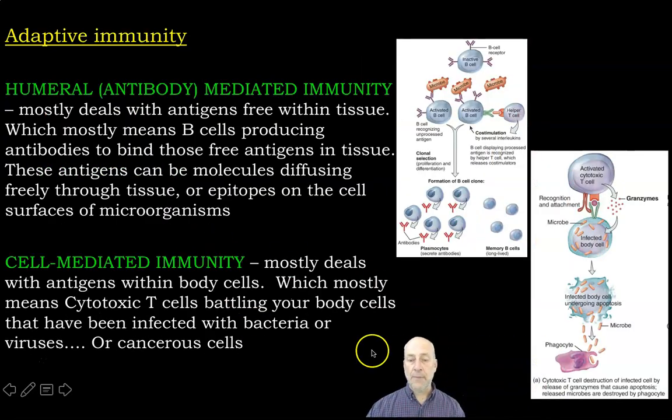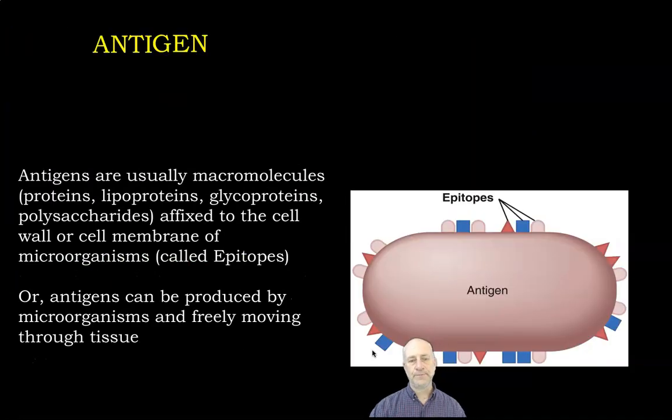The two elements of adaptive immunity, if we separate them out, are the humoral or antibody-mediated, and that's all about B cells producing antibodies that will go to work battling against antigens or foreign invaders. Or cell-mediated immunity, which is cytotoxic T cells that go to work battling against cells that have become infected by pathogens, microbes, bacteria, viruses, and so on. Or your own cells that have become cancerous. That's also a really important target for cell-mediated immunity via cytotoxic T cells.